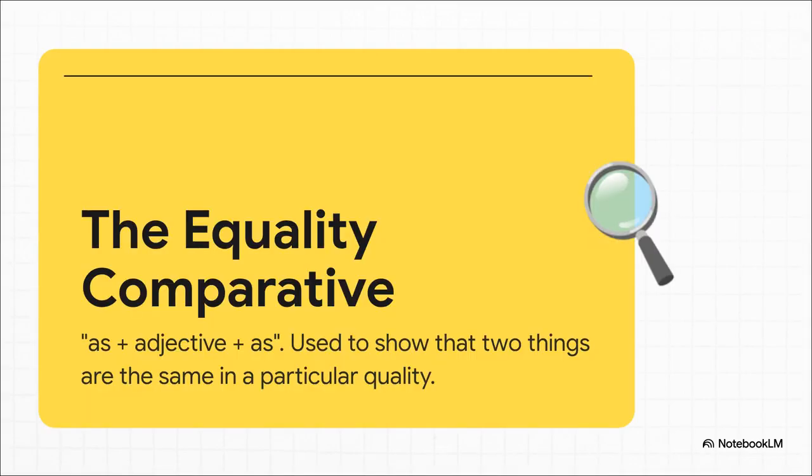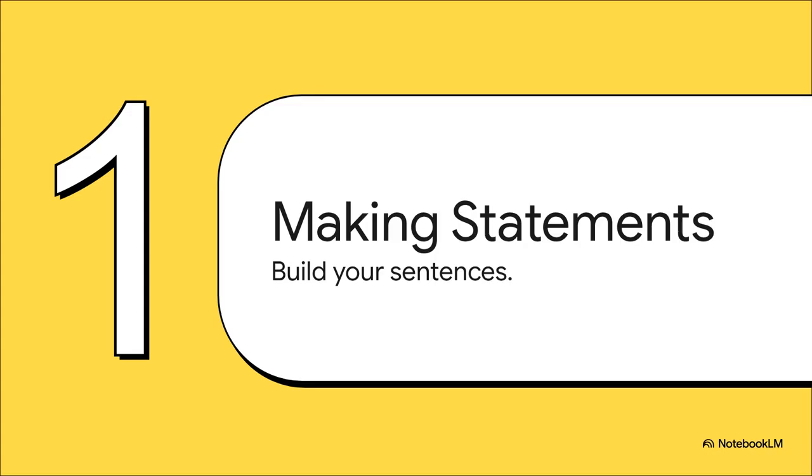Okay, let's get a little more specific here. For the grammar nerds out there, this is called the equality comparative, and the structure's always the same. You have as, then you stick an adjective in the middle. Think of words like tall or expensive or beautiful, and then you have as again. It's like you're drawing a straight line between two things and just saying, hey, these are the same. All right, so theory is great and all, but we all know that practice is what really makes things stick, right? So let's jump into our first section.